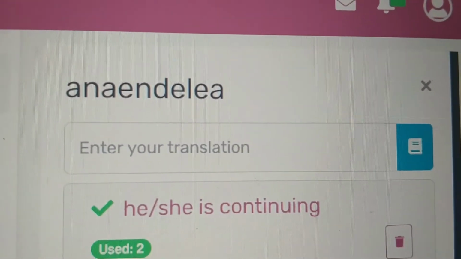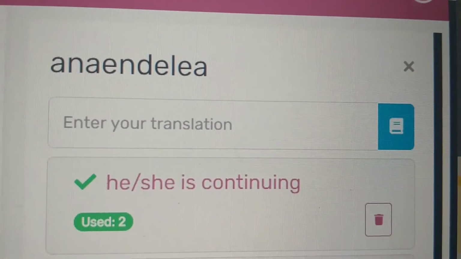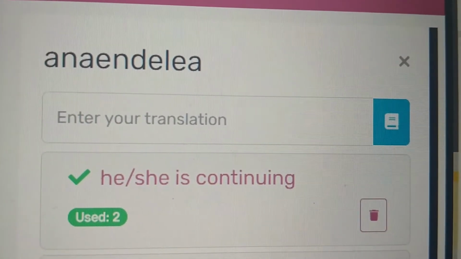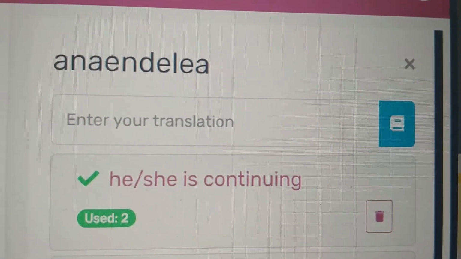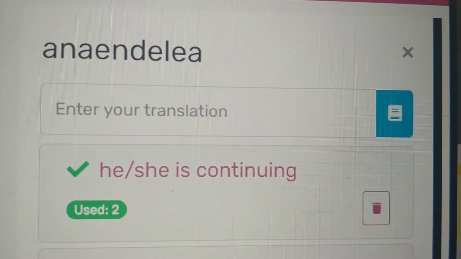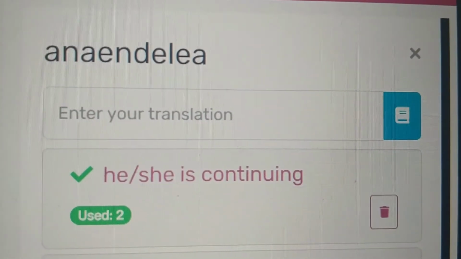This word here, anaendelea, means he or she is continuing. I remember in Duolingo I learned this word that was called maendeleo, which means progress, and so obviously it's a similar meaning.